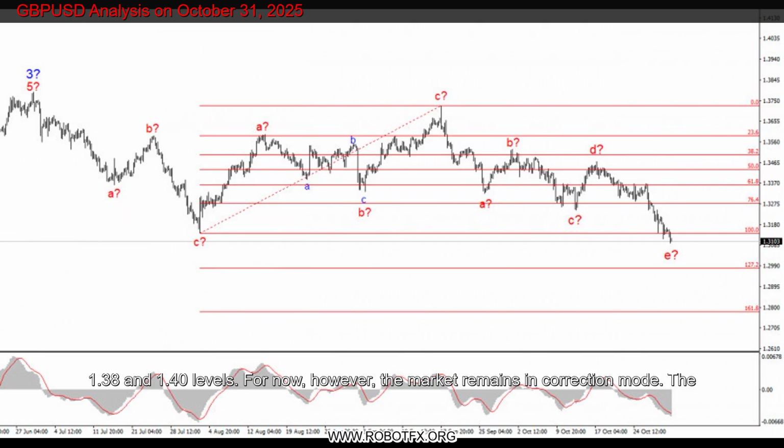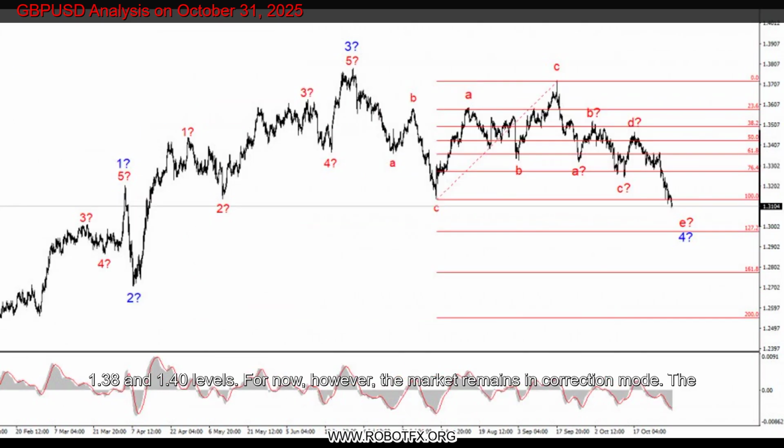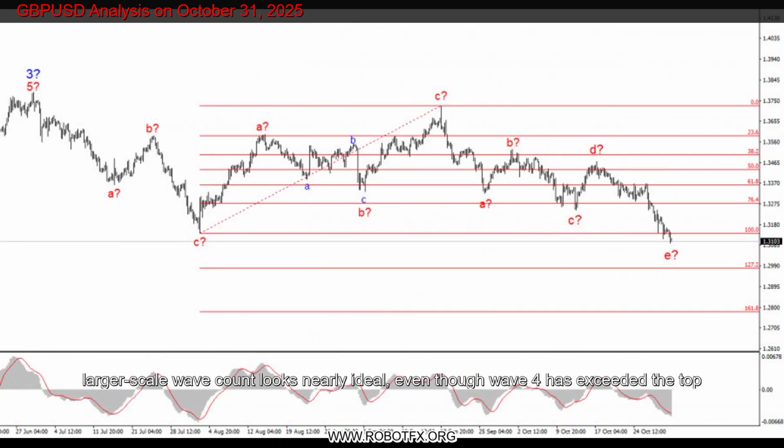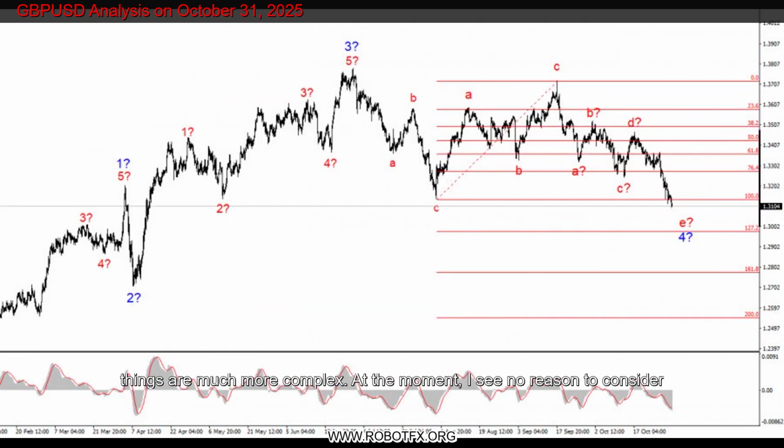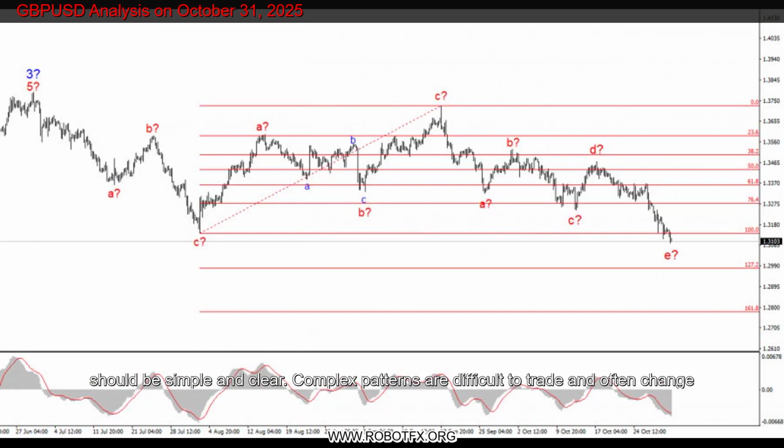Key principles of my analysis: wave structures should be simple and clear. Complex patterns are difficult to trade and often change mid-formation. If you're unsure about what's happening in the market, it's better to stay out. There is never 100% certainty about price direction. Always use stop-loss orders. Wave analysis can be combined with other analytical methods and trading strategies.